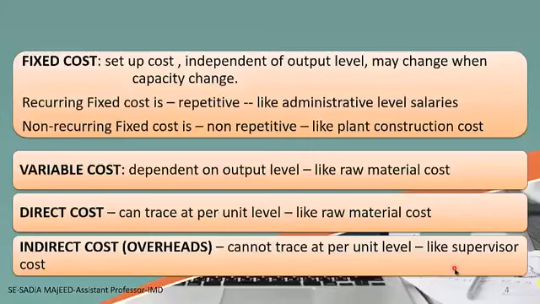By calculation or by mathematical operation, you can find out the per unit supervision cost, but you cannot trace the per unit supervision cost from a single chair. So this is how we can distinguish between the direct cost and indirect cost or the overheads. Whatever cost can be traced at per unit level is known as the direct cost, and those costs which cannot be traced out at per unit level are known as the indirect cost.